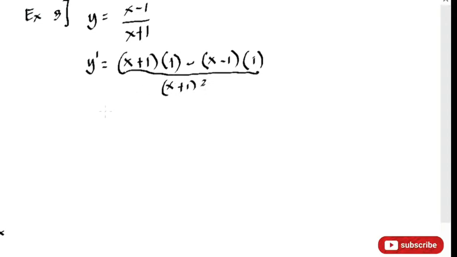Okay? So, if we try to simplify this one, kung tutusin, pwede nyo na itong matain eh.